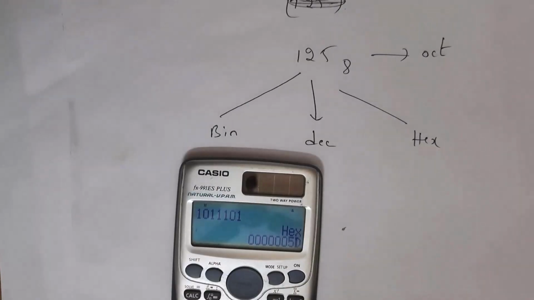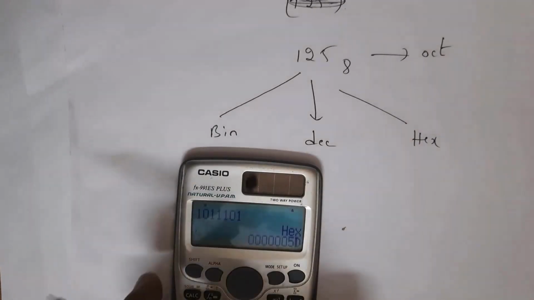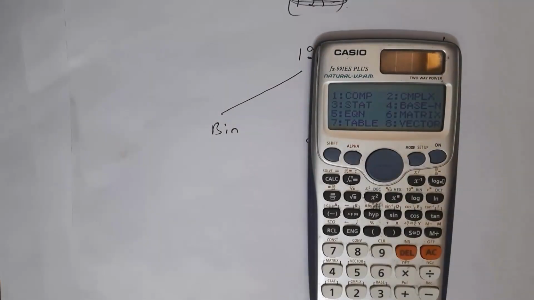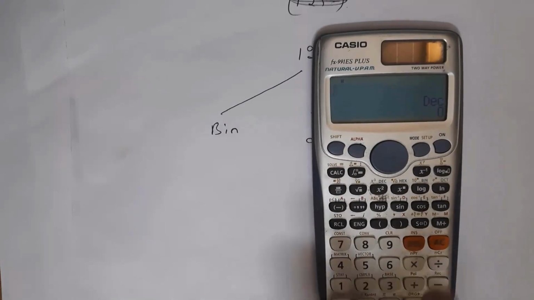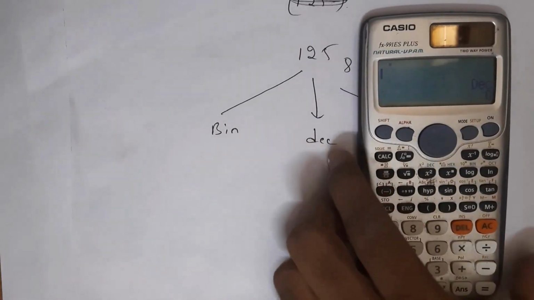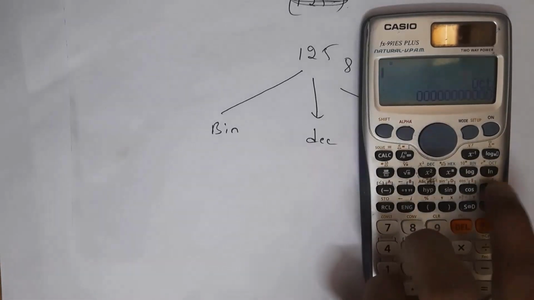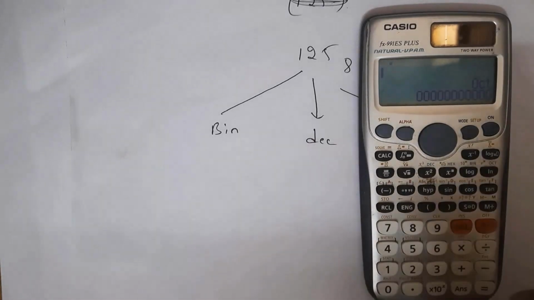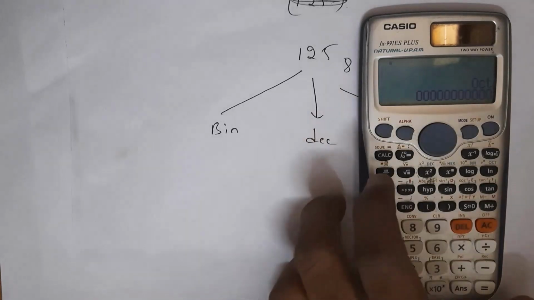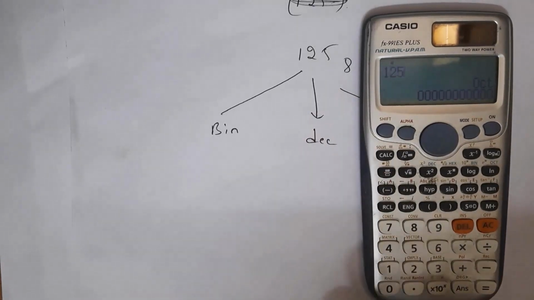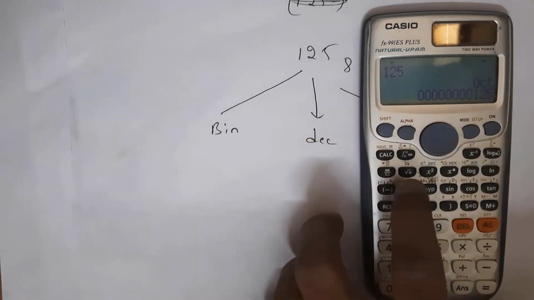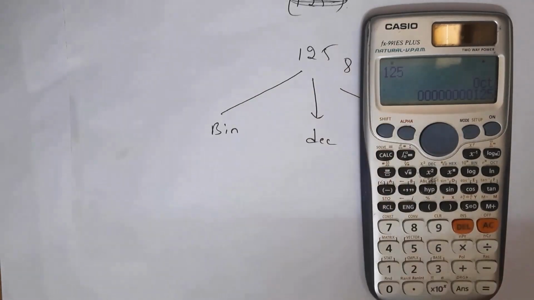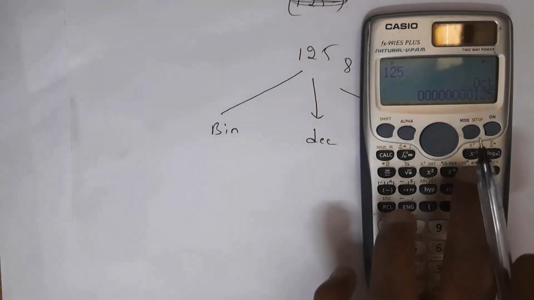For example, I want to convert octal number 125 into binary, decimal and hexadecimal. So here at first you need to click on mode and here select option 4, that is base n. Here by default you will see decimal, but I want to convert octal number. So here select octal. Here you can see option octal. Click on it and enter number, that is 125 and press is equal to. So now you can see here octal number 125. Just click on binary in order to convert this octal number into binary. So just click on binary.